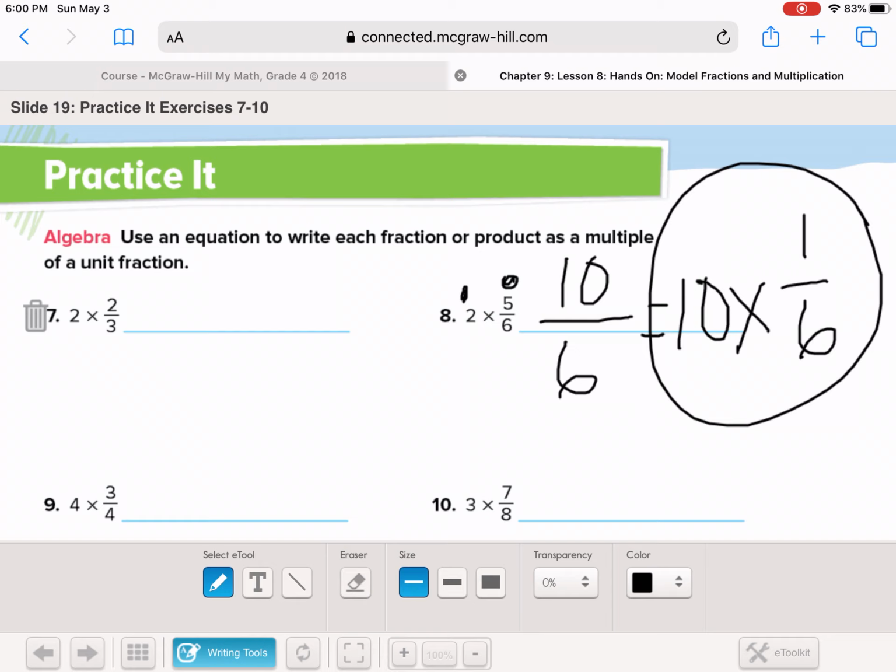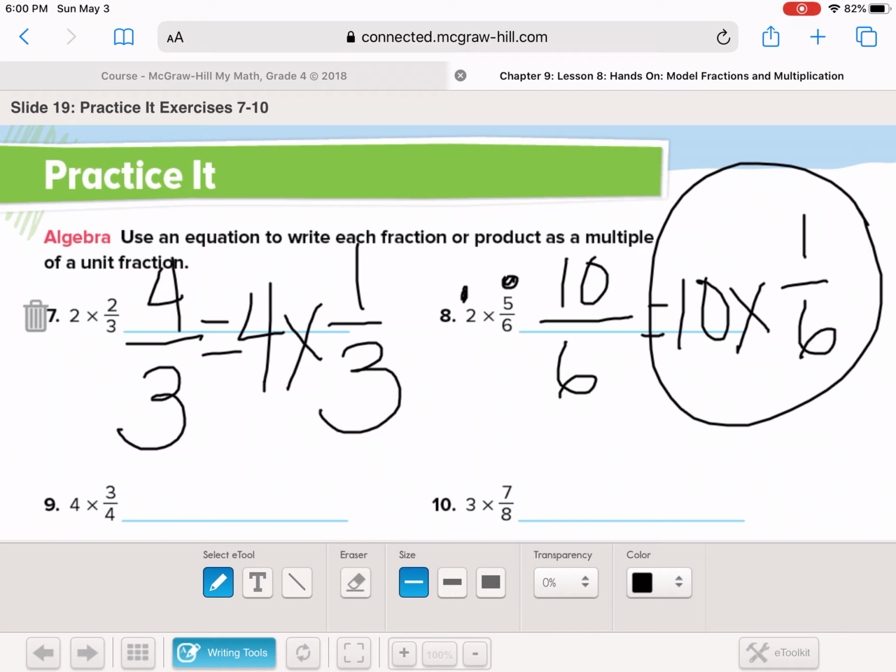Let's do it here, number 7. 2 times 2 is 4/3, which is equal to 4 times 1/3. Okay, that's your final answer.